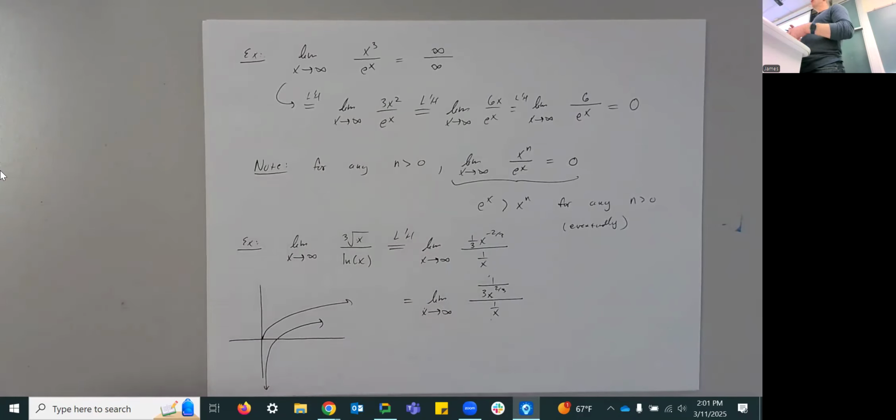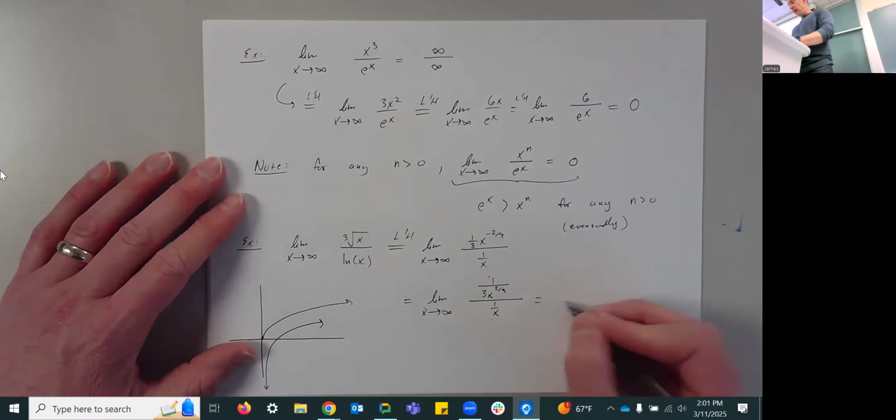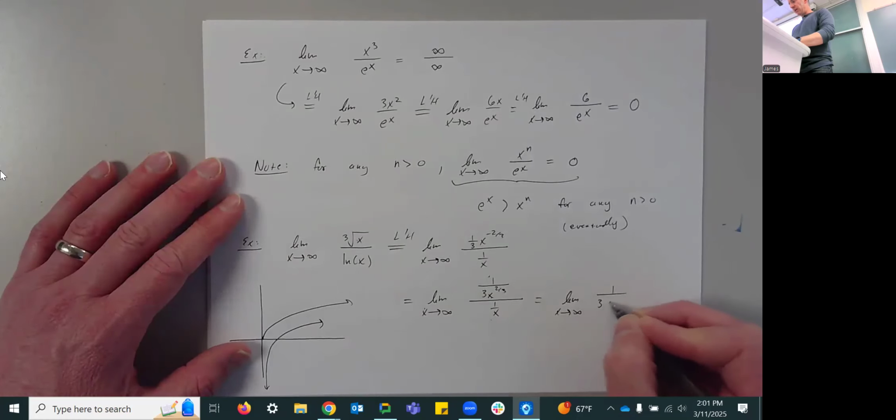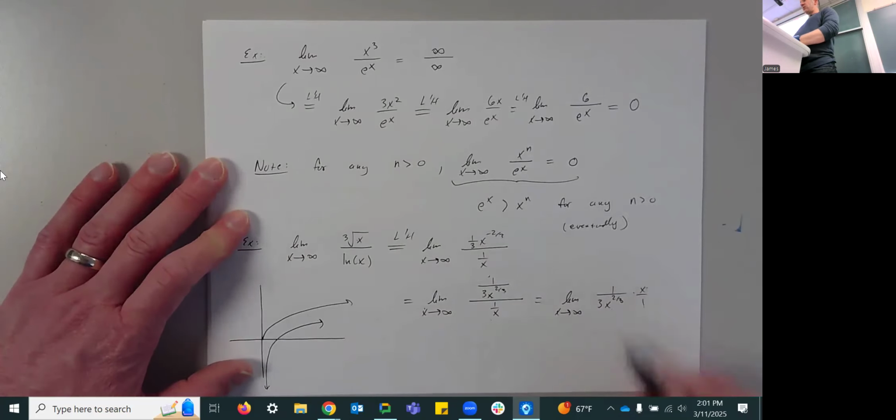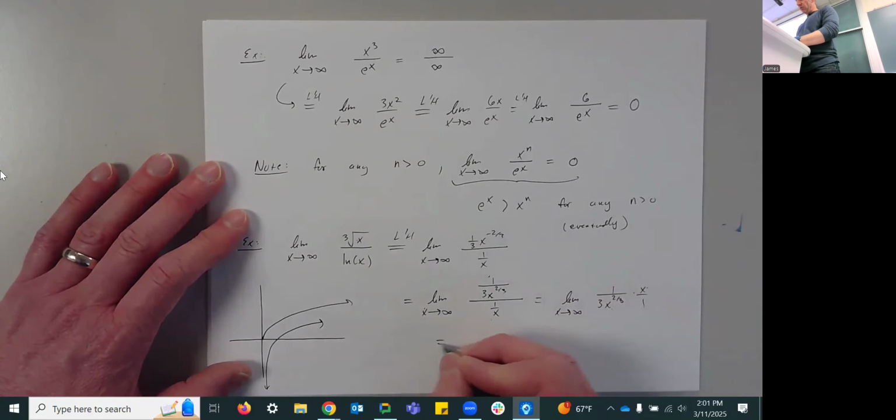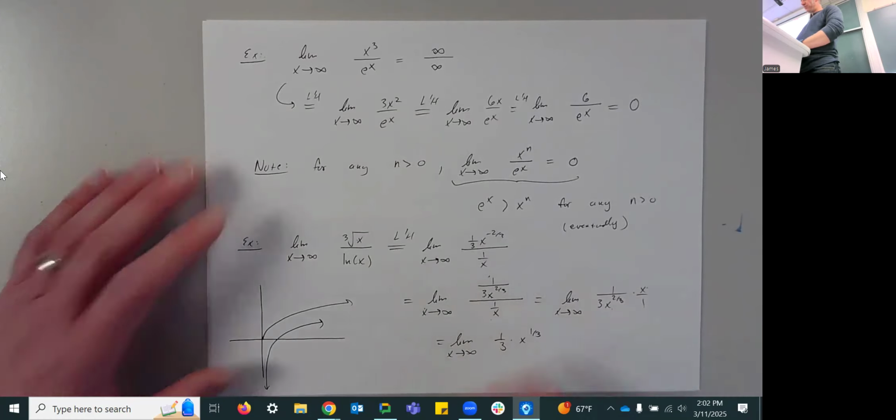So we want to try and simplify these expressions as much as is reasonable, which I know is not very specific, but it's just kind of like do it until it makes sense not to. I'm going to simplify this and get the limit as x goes to infinity of 1 over 3 times x to the 2/3 times x over 1. And then x over x to the 2/3 simplifies as x to the 1/3 power. So it's really equal to the limit as x goes to infinity of 1/3 times x to the 1/3.